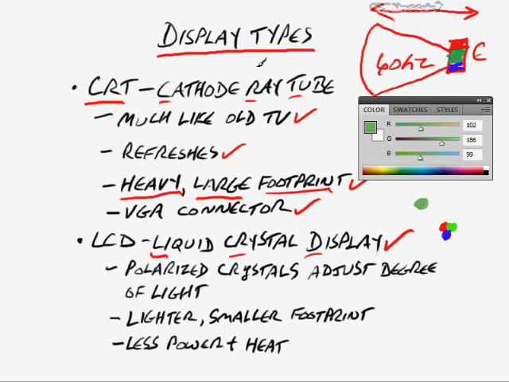Well, both the CRT and the LCD pretty much do the same thing. They will adjust the combination of red, green, and blue to give you some different kind of a color, or you know, some kind of a purple, or whatever it is that you want to have.